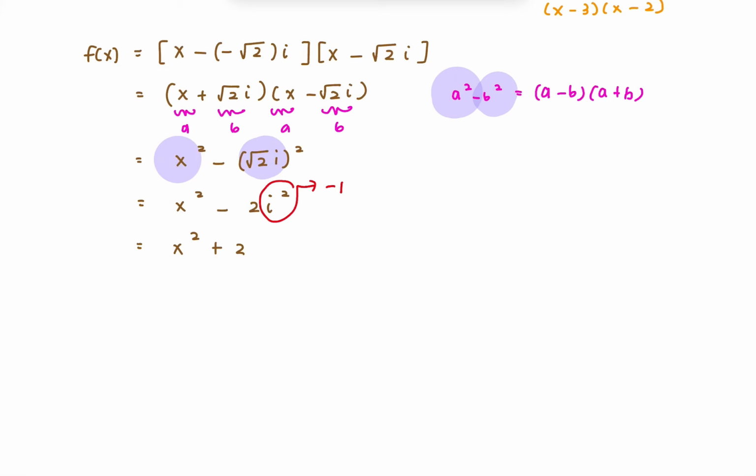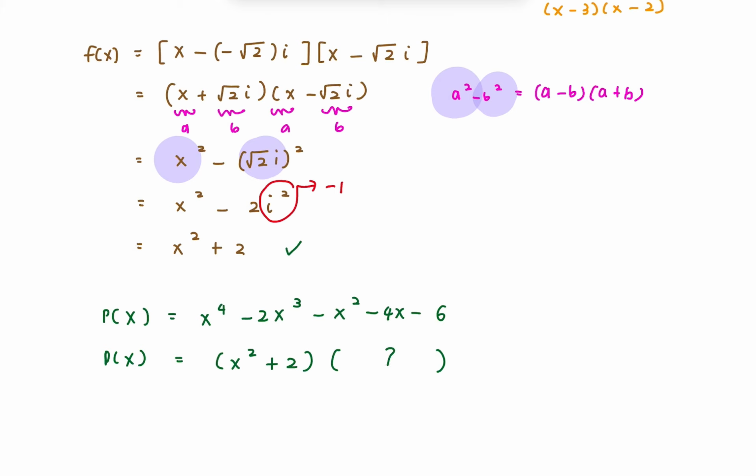So P(x), originally the question is x to the power of 4 minus 2x cubed minus x squared minus 4x minus 6. Okay, this is the original question, the given polynomial. And then from the answer just now, you have one of the factored forms, which is the quadratic, x squared plus 2. Okay. And then you need another factor, which is unknown here. If you multiply these two factored forms, you will get back the question, x to the power of 4.